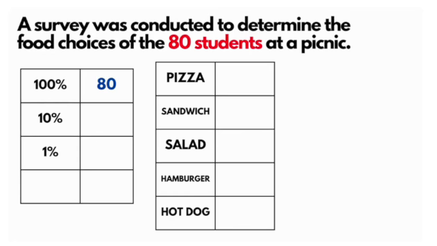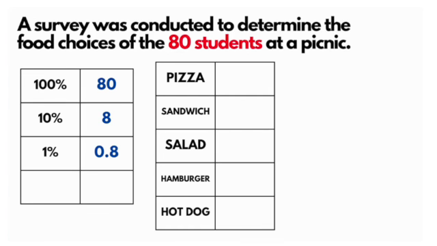So let's look. We have 80 students at a picnic. 100% of those students is 80 students, and it just follows the pattern. So 10% of those students would be 8 students, and then 1% would be 0.8 students, so a little bit less than 1.